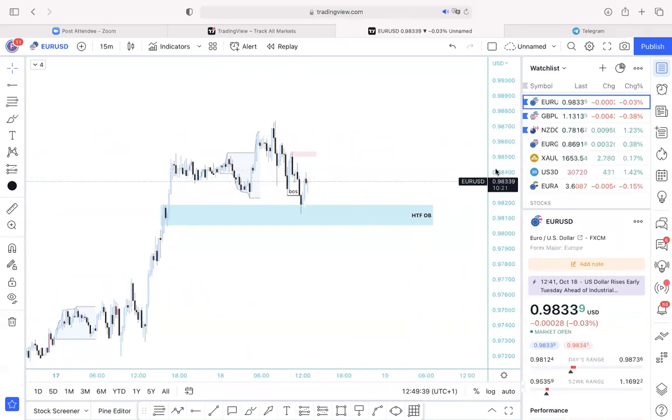Can you check USDCHF? I don't trade USDCHF. If you want, you can send your chart and I review it, but I don't trade it.